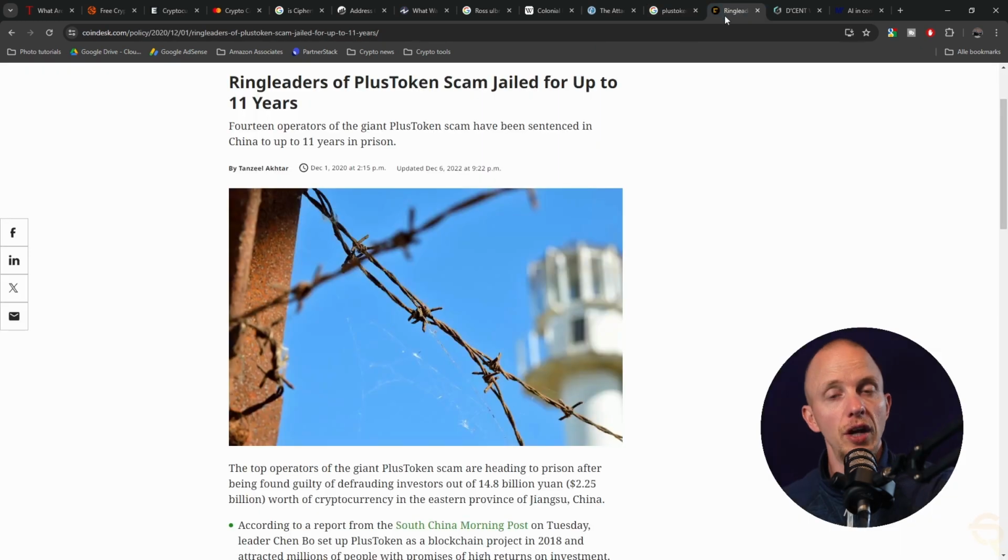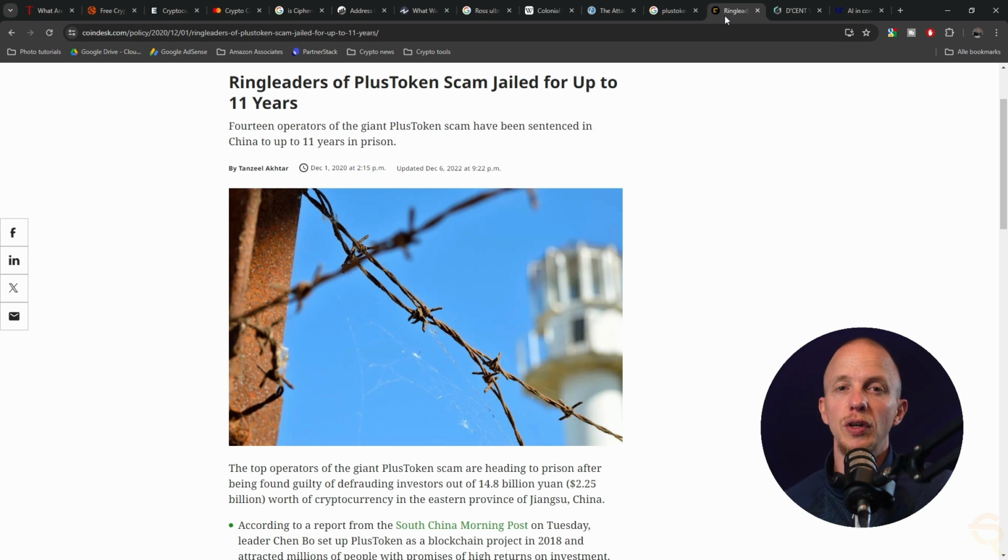Now, Chinese authorities arrested several individuals linked to the scam in mid-2019. However, a significant portion of the stolen funds remained unaccounted for. The market impact was enormous, and the liquidation of stolen funds caused notable disruptions in the cryptocurrency markets. Analysts have suggested that the dumping of Plus Token's holdings, particularly Bitcoin, contributed to market volatility in late 2019 and early 2020. And in regards to the recovery efforts, authorities have been able to recover some of the stolen assets.